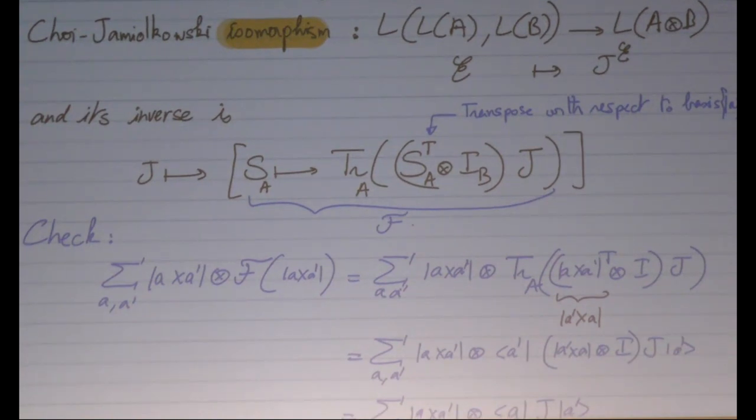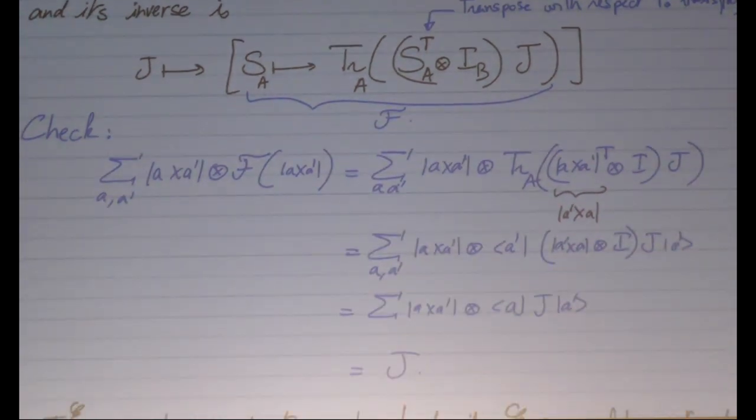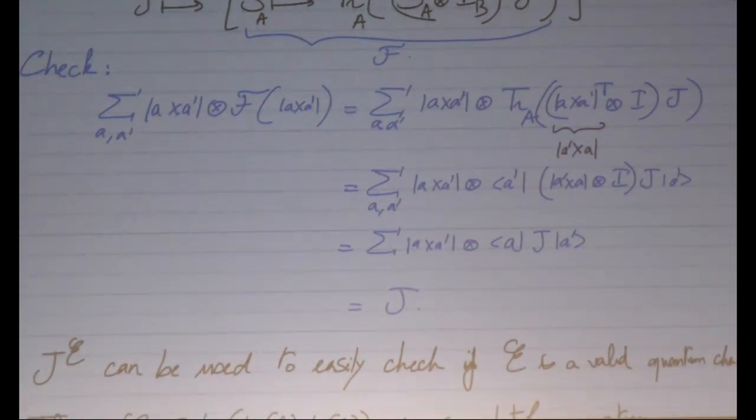You can make this very explicit. Given an E, it's easy to write the corresponding Choi state. This is exactly what I defined, but I claim it's an isomorphism, so you can go the opposite way as well, and it's given by this map. From this operator J on L of A tensor B, I can construct a channel, which maps an operator A to another operator on B, given by taking the transpose of this operator on the A system, tensor identity, multiplying with J and then taking the partial trace. If you'd like to check this, I left the calculations in the lecture notes.